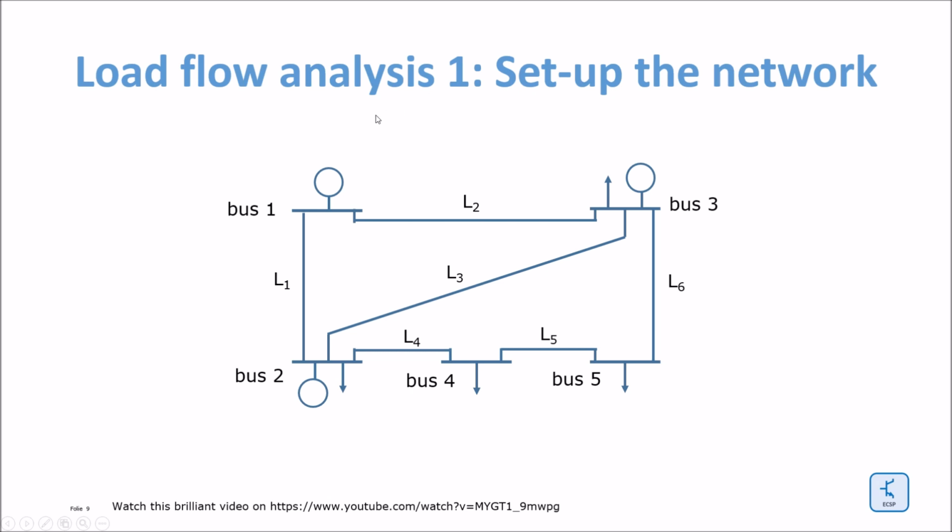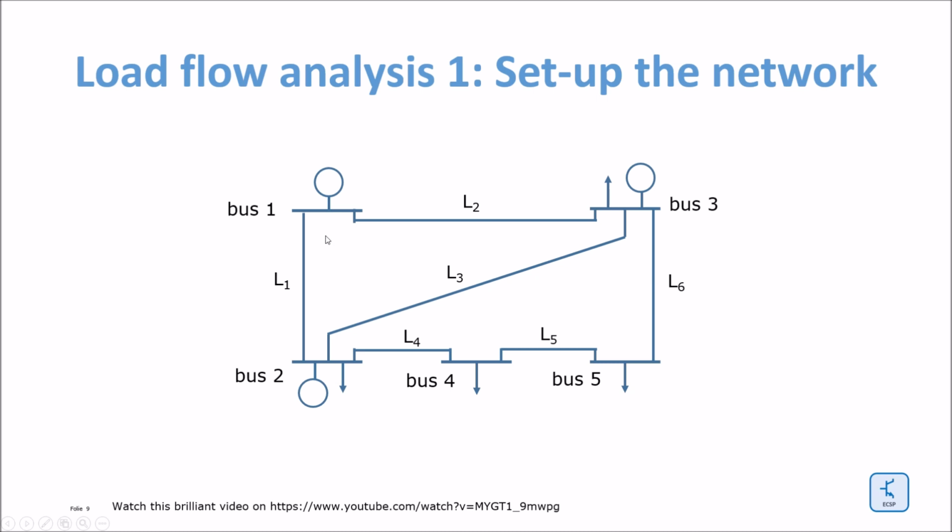So let's go now to step number 1. We set up the model of the network. Here is the simple network. We have 5 buses: bus number 1, bus number 2, bus number 3, 4, and 5. Then we have transmission lines. We have 6 transmission lines. Between bus number 1 and 2 we have L1. Between bus number 1 and bus number 3 we have L2. And the other ones you can see yourself. These are the transmission lines.